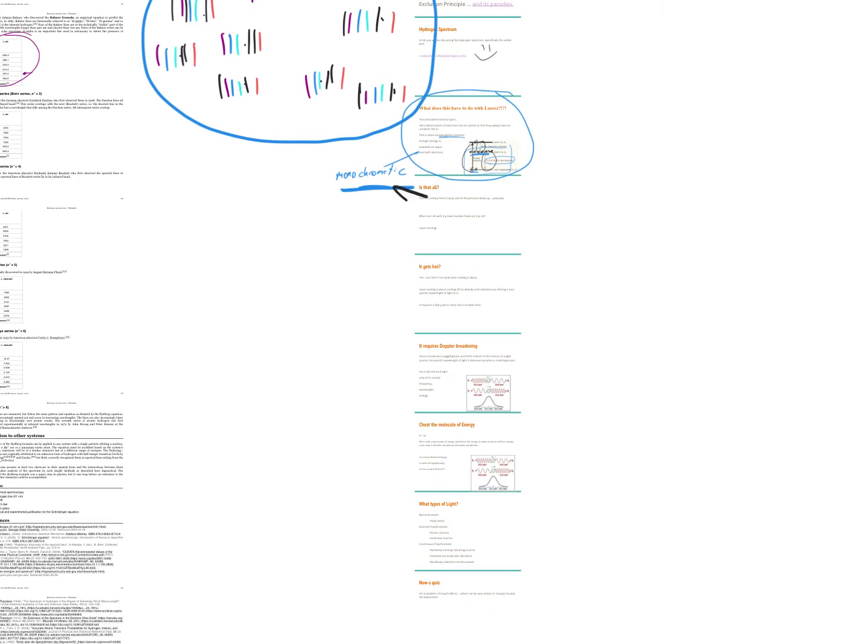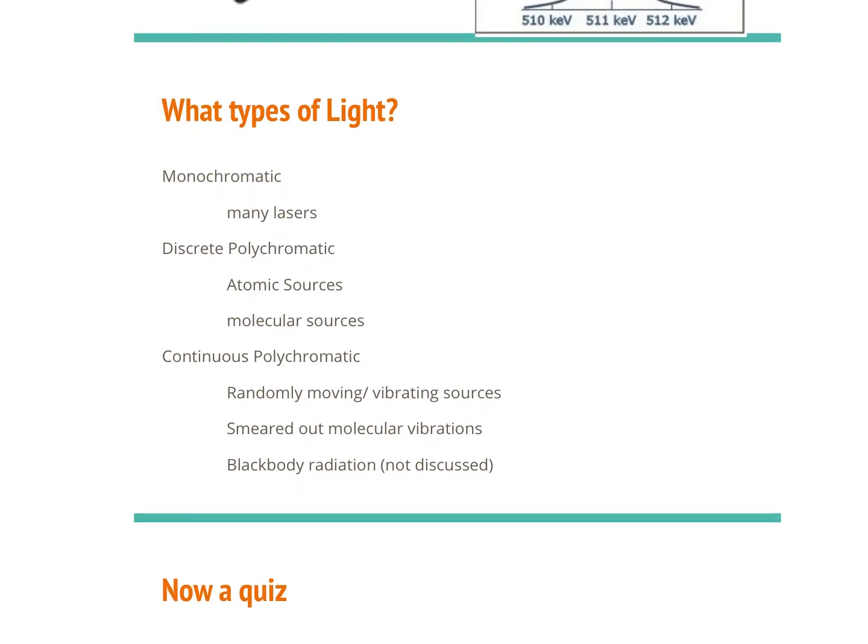Skipping a few things. What types of light? Monochromatic light. Most lasers are monochromatic. We can have discrete polychromatic sources like atomic sources and molecular sources. Or continuous polychromatic. So randomly moving and vibrating stuff. I'm going to not say molecular. And black body radiation, discussed. Okay. That's our considerations there. What types of light?